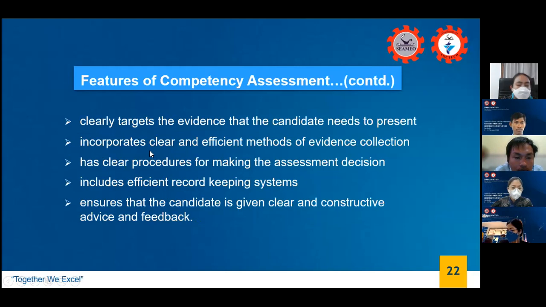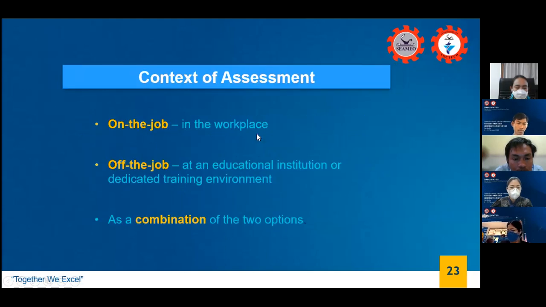Here, it incorporates clear and efficient methods of evidence collection. That's why your planning is partly included here. What kind of assessment will you have? Where is the venue of your assessment? And that actually captures this.